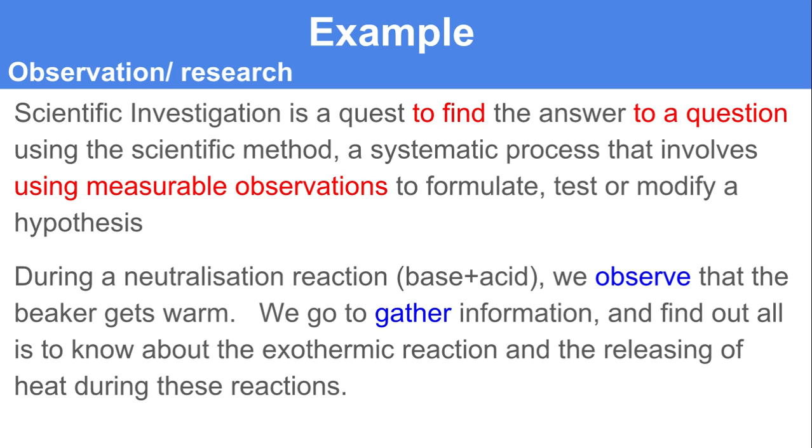The example is, during a neutralization reaction, base plus acid, we observe that the beaker gets warm. And this is our observation. The next step is we gather information, do research. We go gather information and find out all that is known about exothermic reactions and the release of heat during neutralization reactions. So through the research, we saw that what happened is something that happens with neutralization reactions.